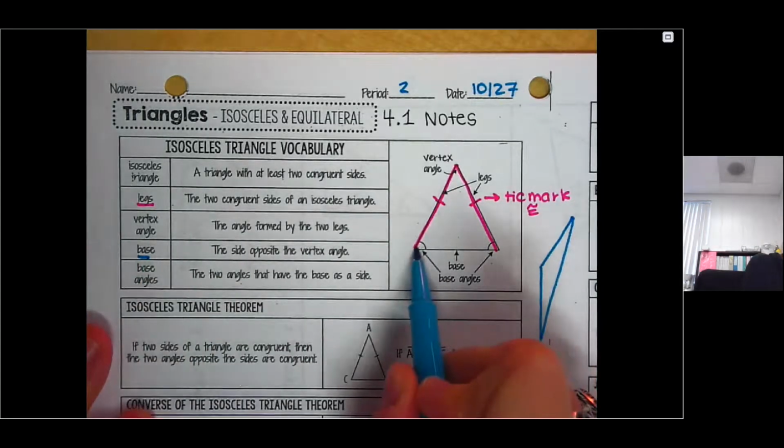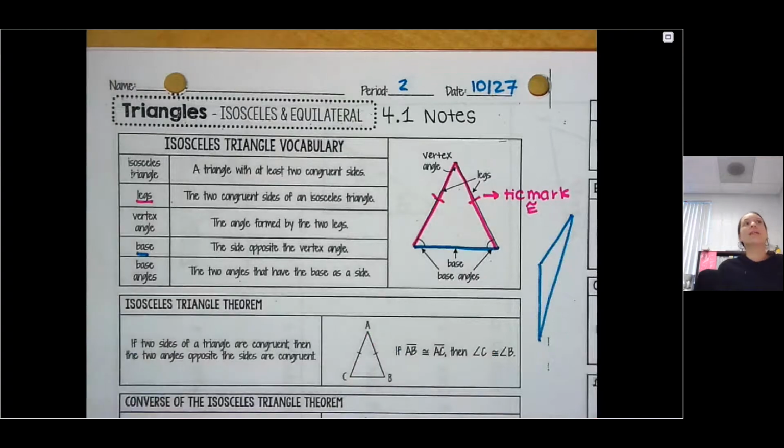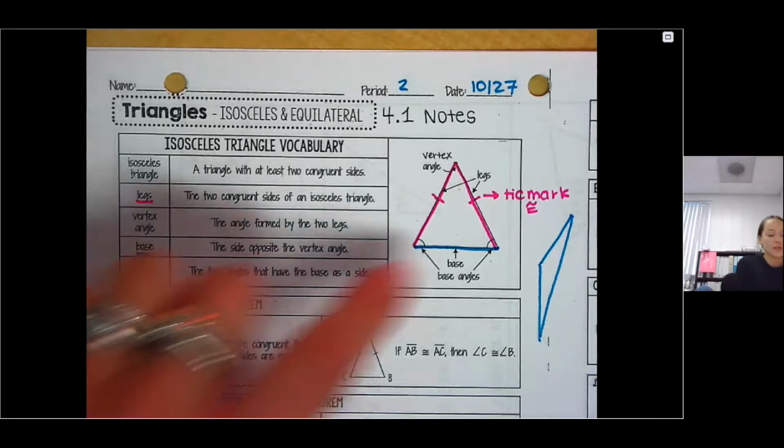And don't let the word base fool you into thinking that it has to be at the bottom. It does not have to be at the bottom. Base just means it's the side that is not congruent to the other two. Now, in coordination with those congruent sides are some angles as well. There are two angles that are on the base that are called base angles. So they're right down here.